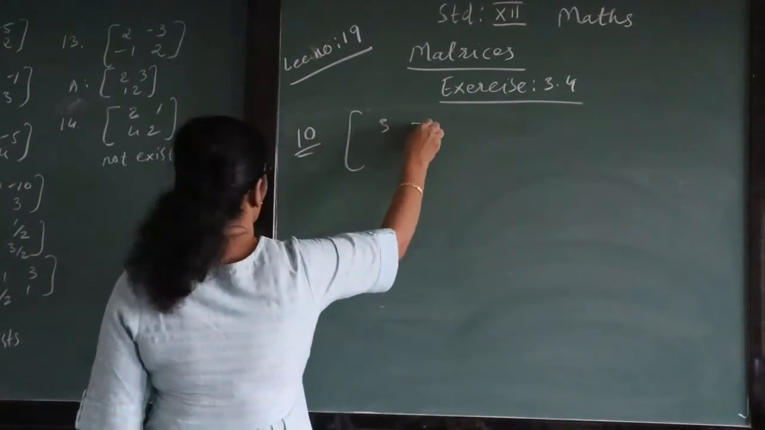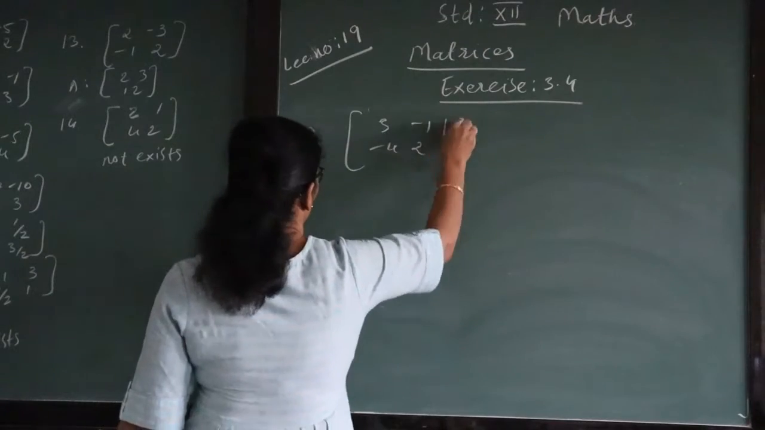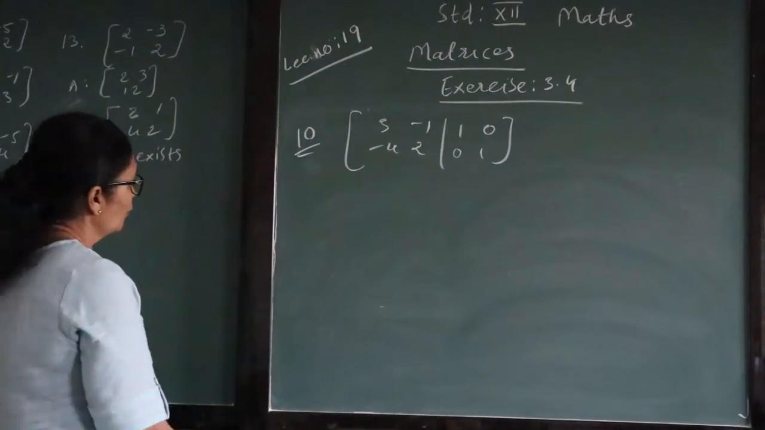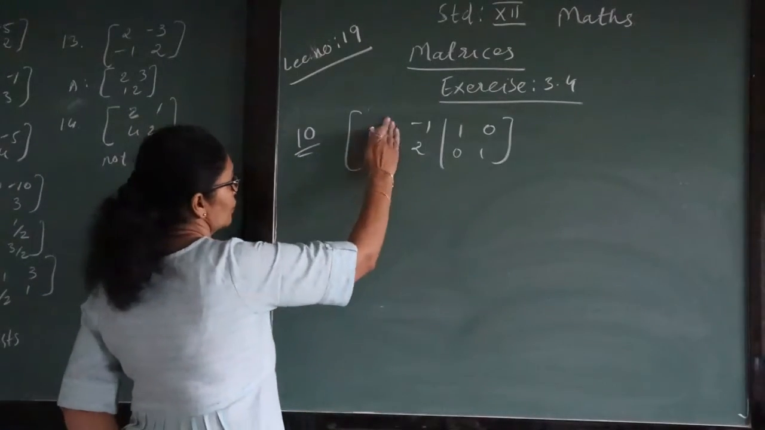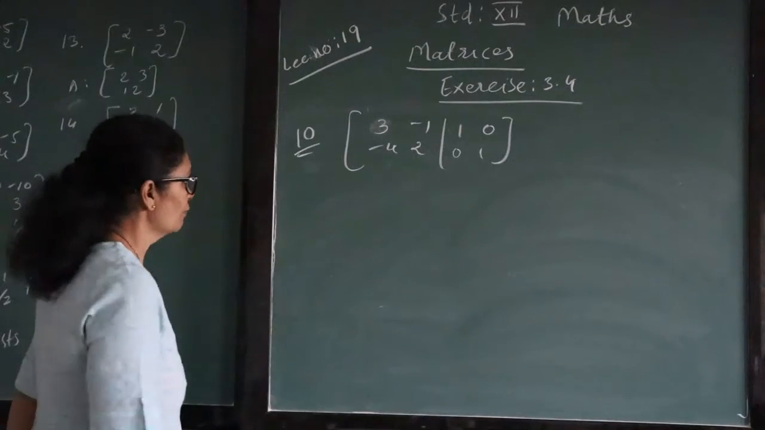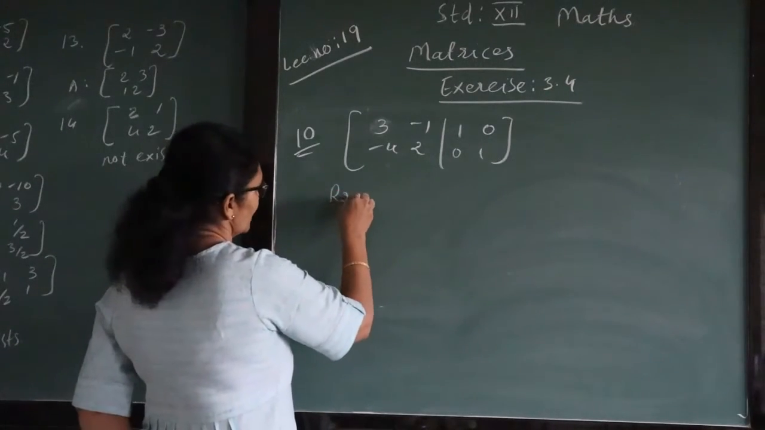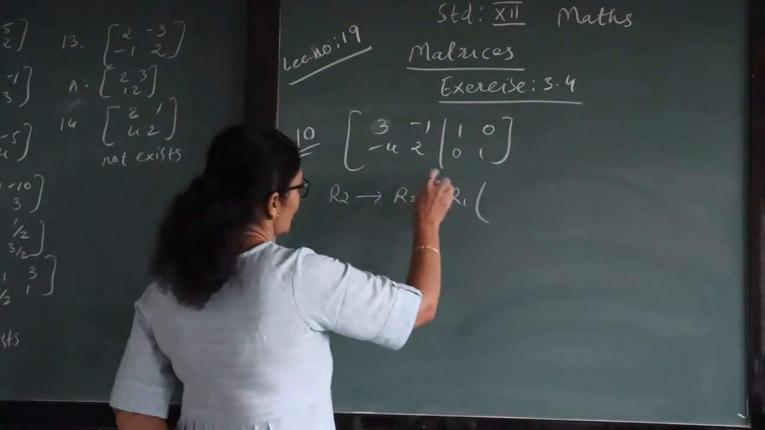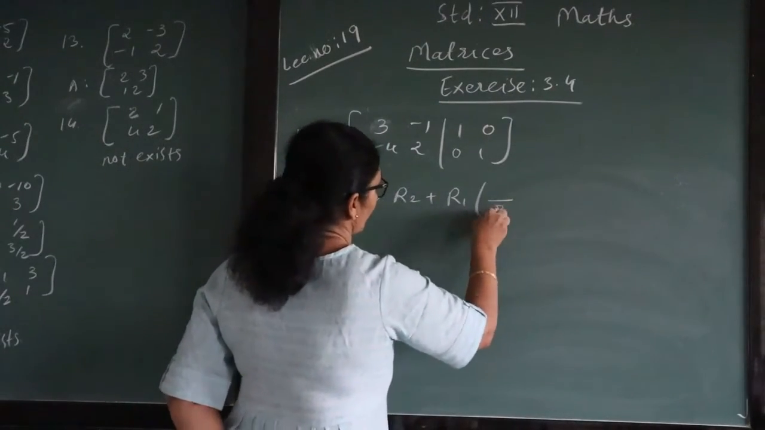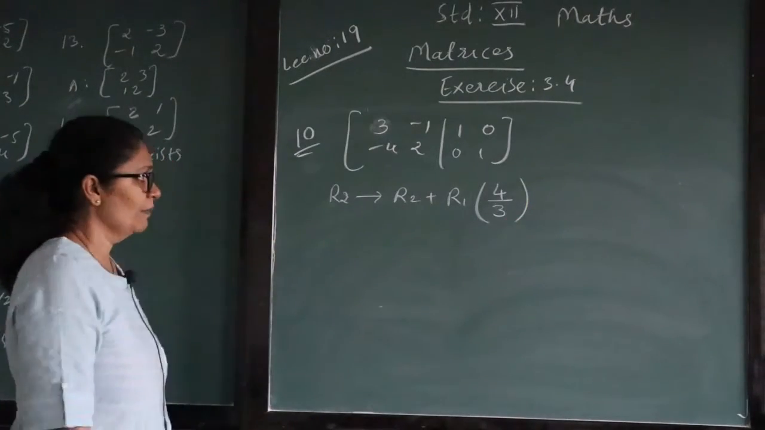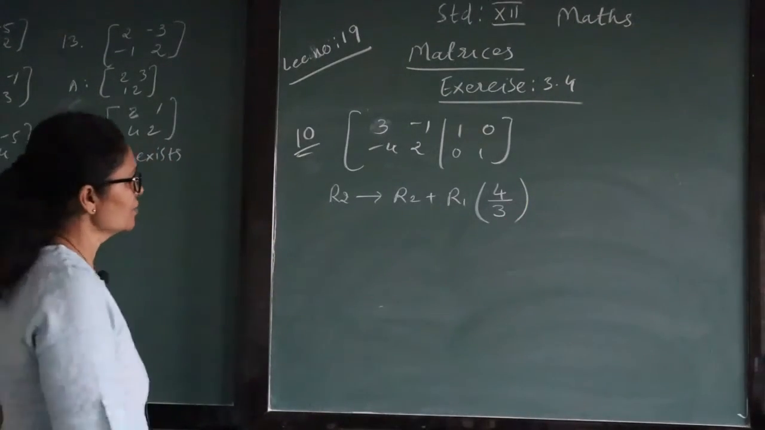In 10th one, 3 minus 1 minus 4 2. We are writing 1 0 0 1. Now here what to do? Check it. Here we have 3 and we don't want this minus 4. So first what to do? We are making change in R2, and what we are doing? R1 first multiply with 1 by 3, and here we have 4. So numerator 4. Minus 4 plus 4 will be 0.